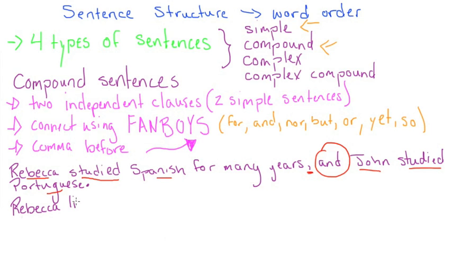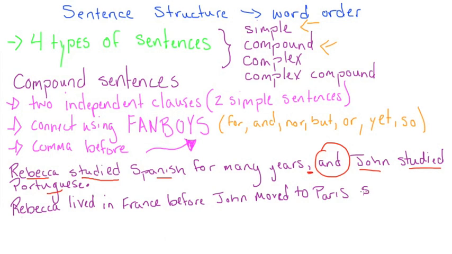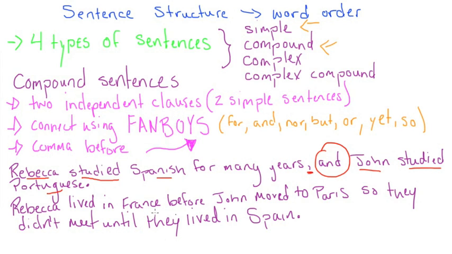Here we have Rebecca lived in France before John moved to Paris, so they didn't meet until they lived in Spain. So here we have 2 different ideas. Rebecca lived in France before John moved to Paris. They didn't meet until they lived in Spain, and it's separated with so and a comma.